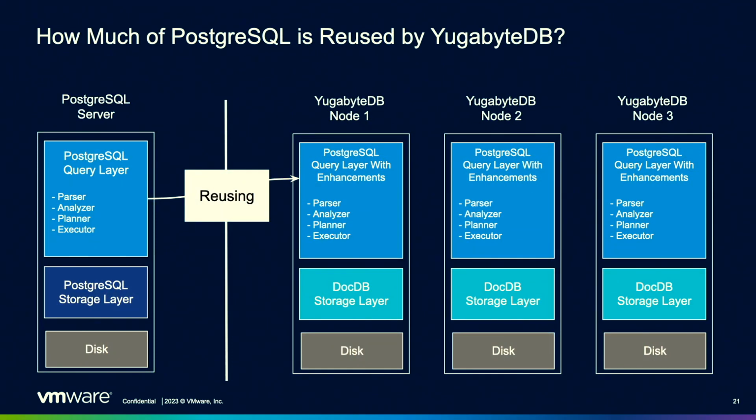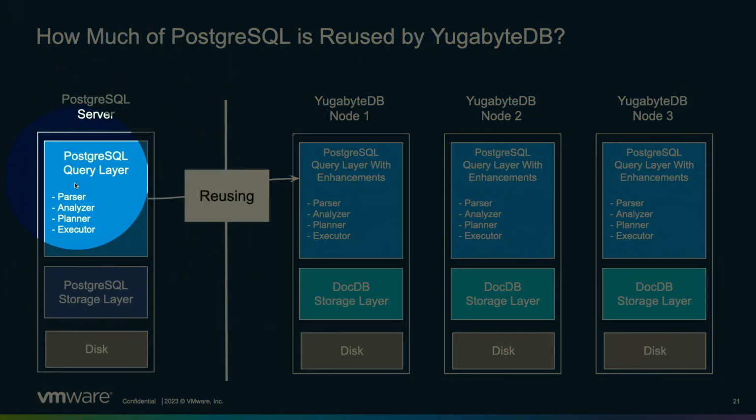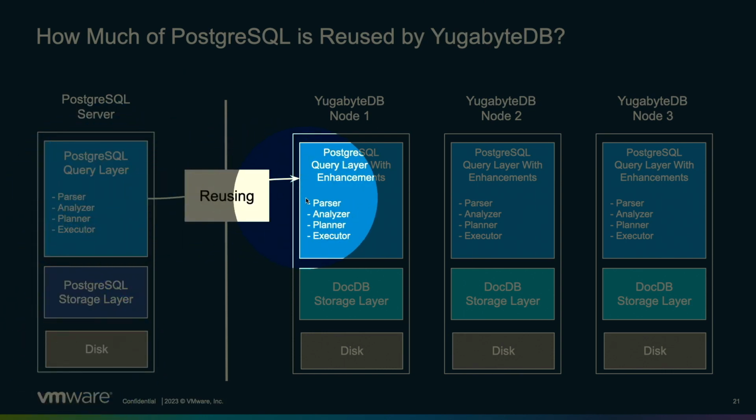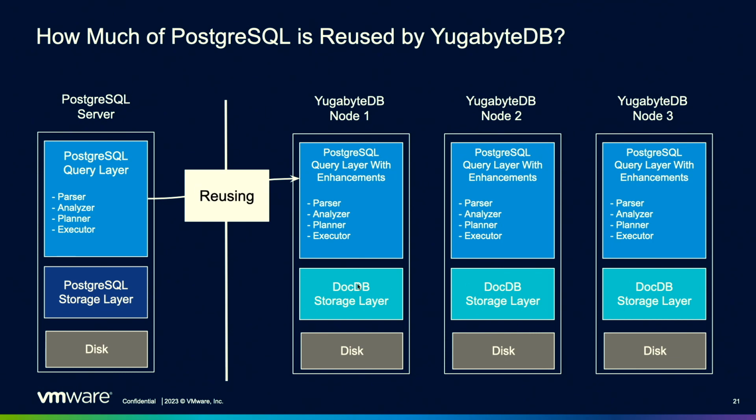So how is it different? So that you understand how different or close it is to Postgres, imagine that's your Postgres server running. It also has a query layer and a storage layer, that's disk, and Yugabyte uses the Postgres query layer. It's basically Postgres source code with some modifications. Those modifications were necessary for the Yugabyte storage layer, which is called DocDB, so that the query engine knows how to execute those requests.